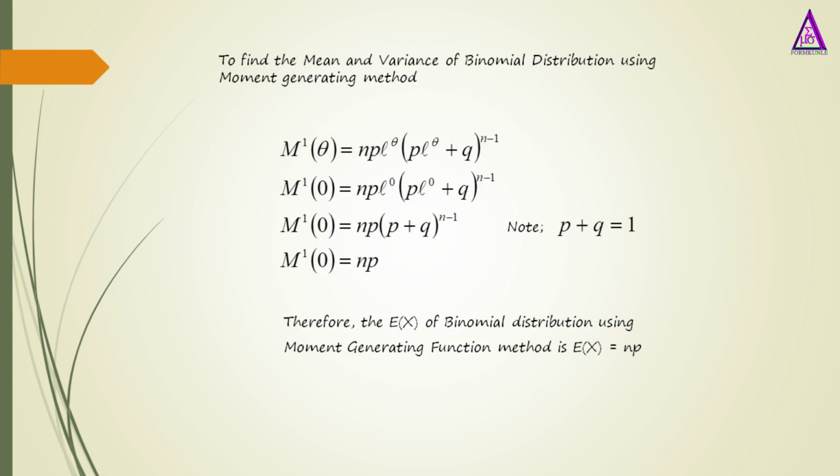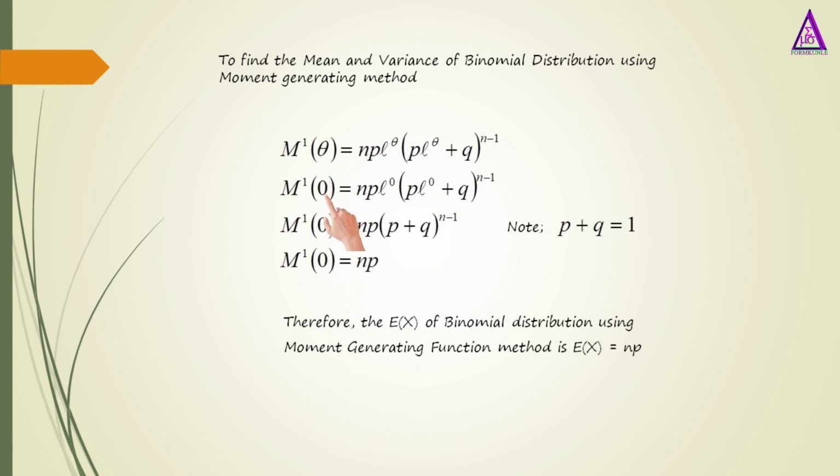To find the mean and variance of the binomial distribution using the moment generating method, we are going to differentiate the last equation once. When we differentiate the last equation, that is our moment generating function, we have M raised to power 1, that is to say, we differentiate the moment generating function once, which gives us np exponential raised to power theta, into bracket p exponential raised to power theta plus q, all raised to n minus 1, because we differentiate it once. And therefore, we now say let theta equal to 0.